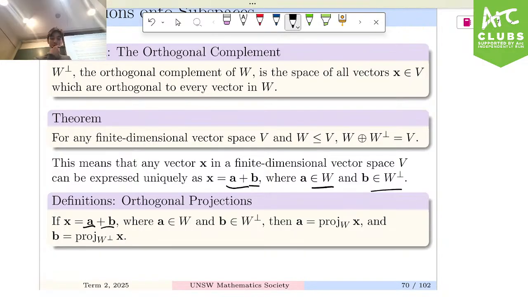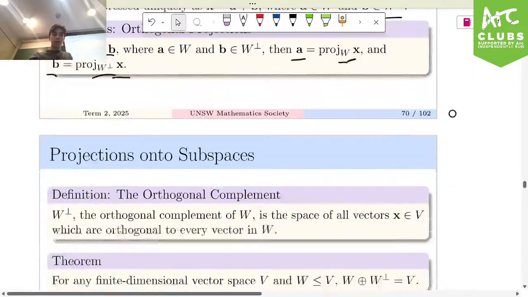So we define this vector A, this unique vector A, to be the projection of X onto the subspace W, and the vector B as the projection of X onto the orthogonal complement of that subspace, W perp. Notice that this definition does not actually tell you at all how to compute these projections, but we will get to that in a bit.